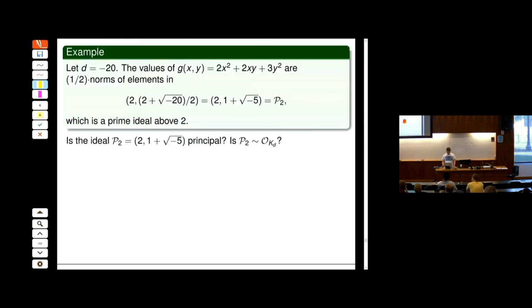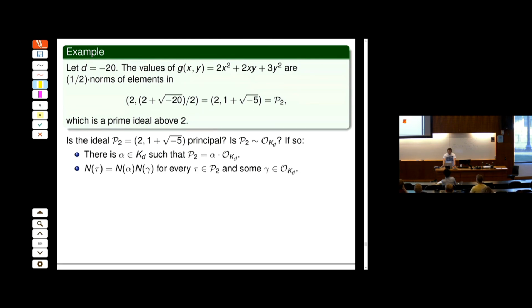All right, so let me just check. Is this ideal above 2 principal? Is it principal, meaning is it in the class group, is it equivalent to the ring of integers? Well, if it is equivalent to the ring of integers, then there is some alpha such that P2, this ideal, is alpha times O. And then what that means is also I can write any element of the ideal above 2 as alpha times an element in my ring of integers.